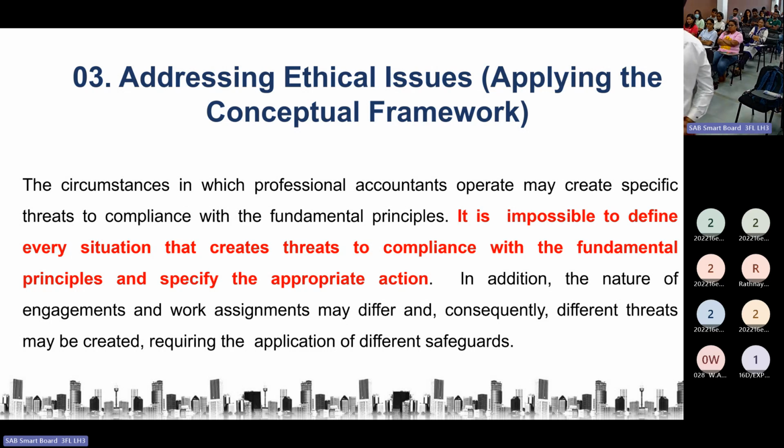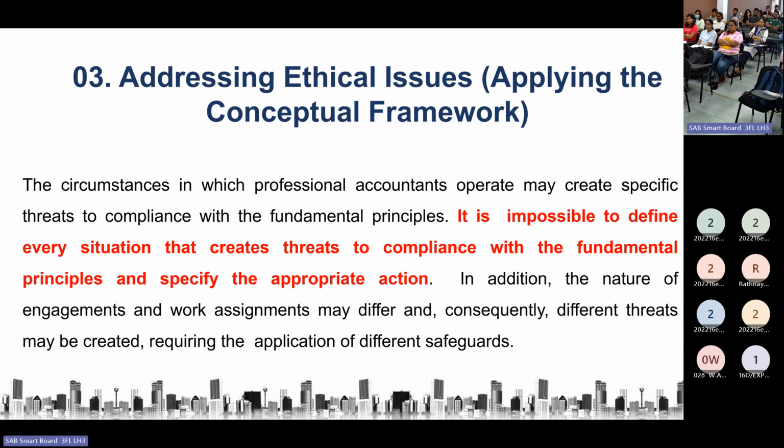Well, right. So now we have discussed the principles and the threats which are breaching these principles. So now my principles are breaking, so what can I do? That is what we are discussing in the conceptual framework: how we are going to address the ethical issue. If you are having a threat, a self-review threat, how are we going to address it?